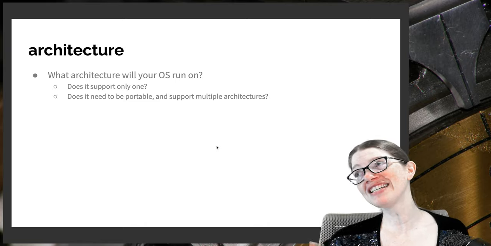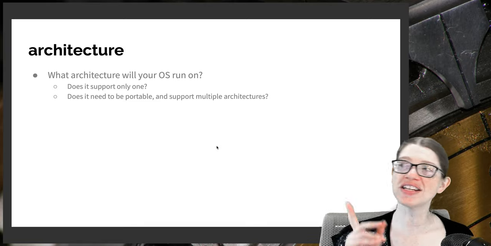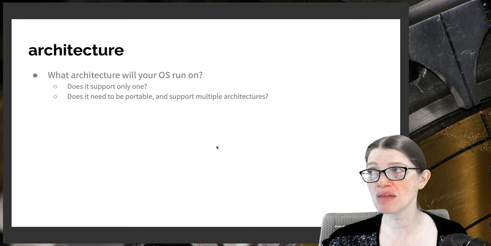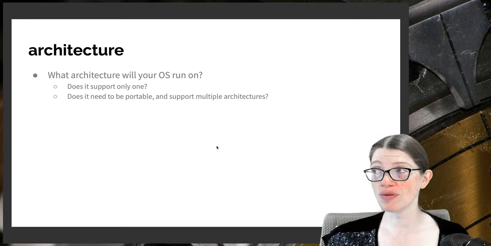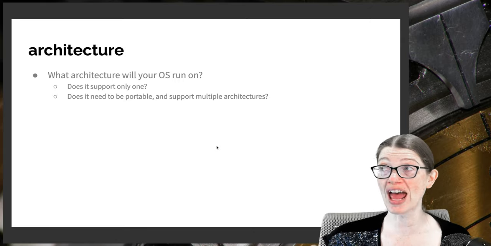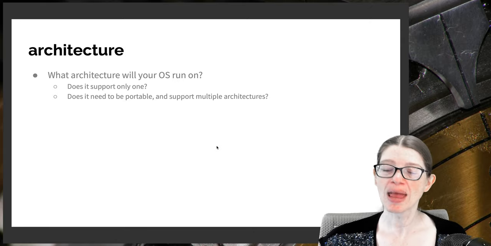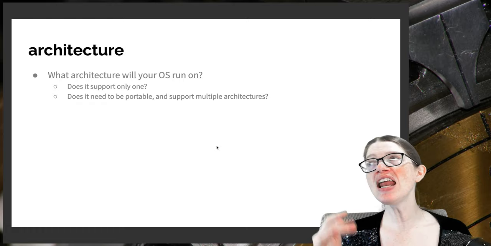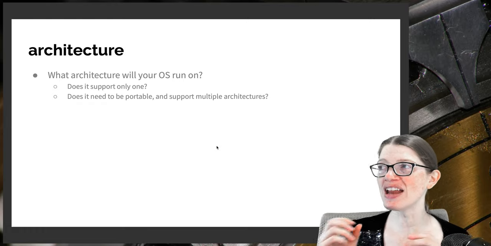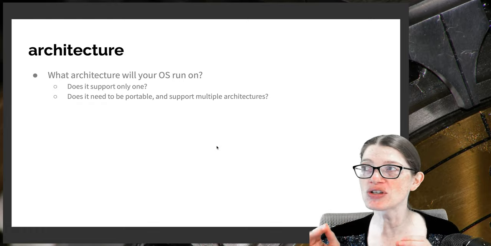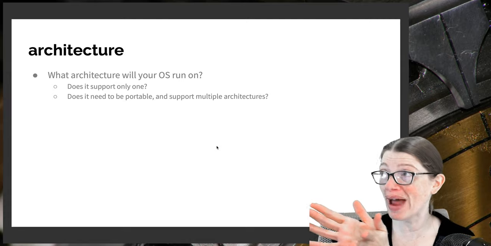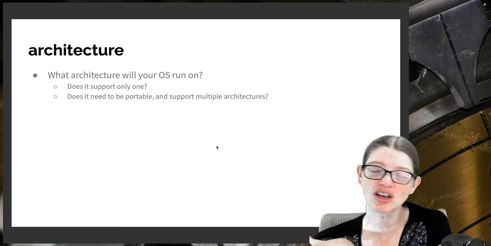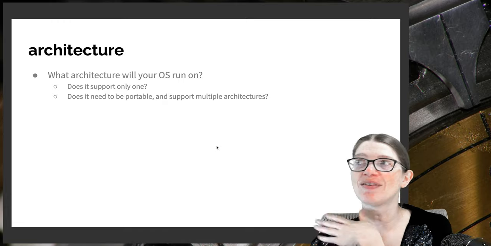OS-161 was designed and developed to run on a singular architecture, and that is the MIPS R3000. If you look through OS-161's code as you have over this term, you will notice that at no point do we ever have any preprocessor macros saying, okay, use this code if we compiled for PowerPC, or use this code if we compiled for a different CPU.